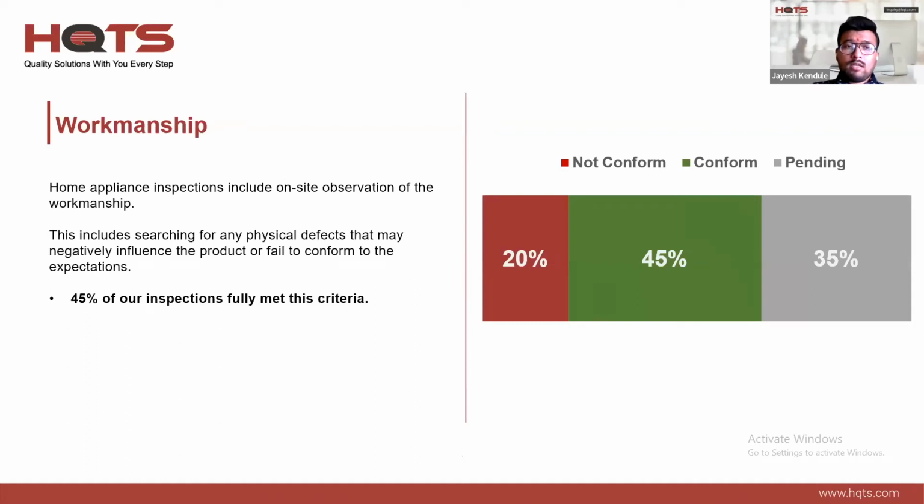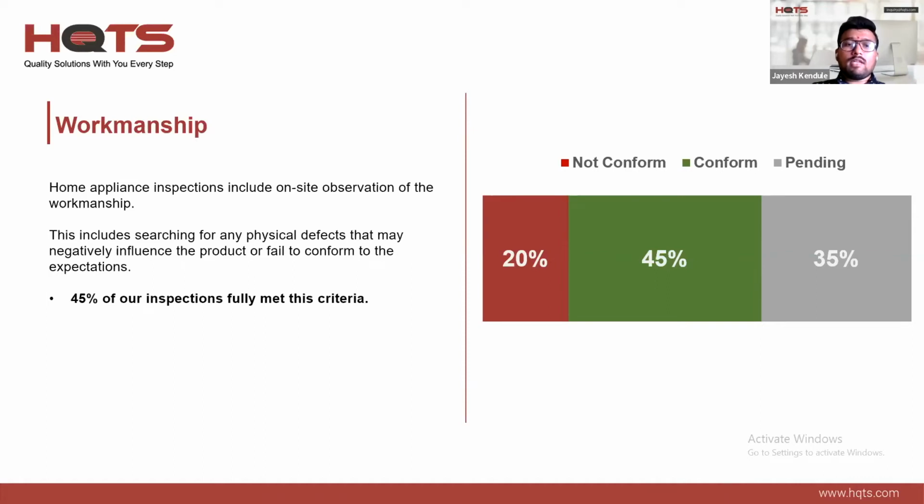The second point is workmanship. As mentioned, home appliance inspection includes on-site observations, which can be at the supplier end before shipment or at the time of loading the shipment as well. This includes searching for any physical defects that may negatively influence the product or fail to conform to expectations.